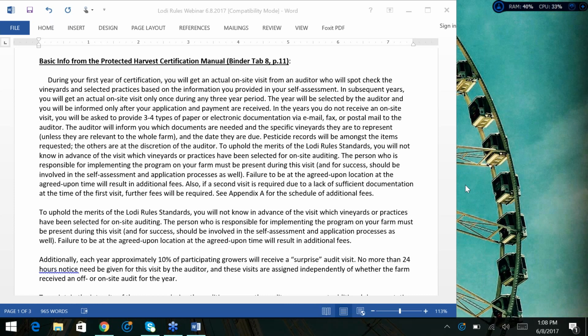And also, if a second visit is required, I've only experienced this once, but if it is required due to a lack of sufficient documentation at the time of the first visit, further fees will be required. So see Appendix A in your binder for the schedule of additional fees. And this also goes for canceling audits within 48 hours in advance. That's really hard for everybody too.